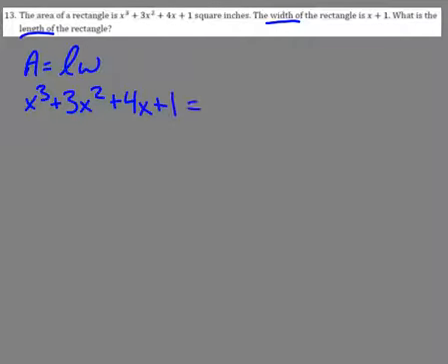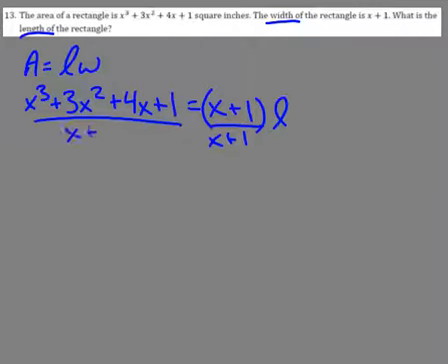Okay, so the area of the rectangle. Area of a rectangle is width times length. So area equals length times width. Well, in this problem, we have x cubed plus 3x squared plus 4x plus 1 equals the width, x plus 1. We don't have length. So what we're going to do is divide by the x plus 1 on both sides.